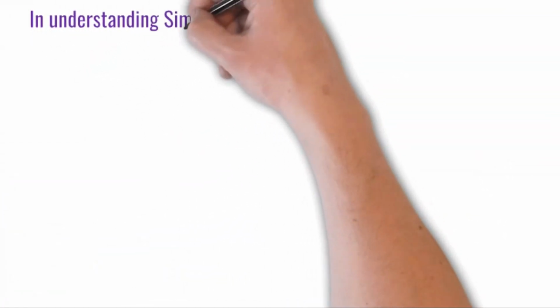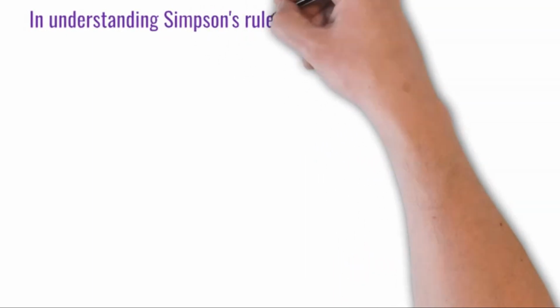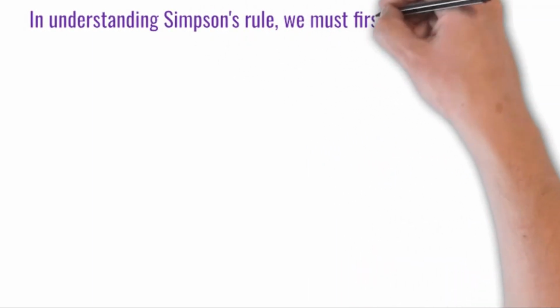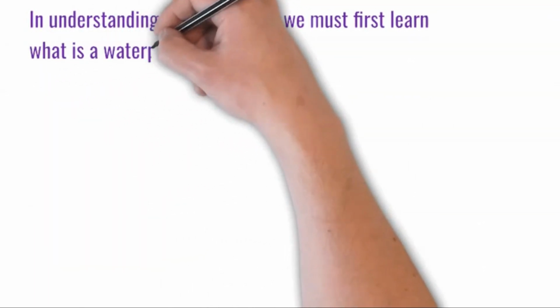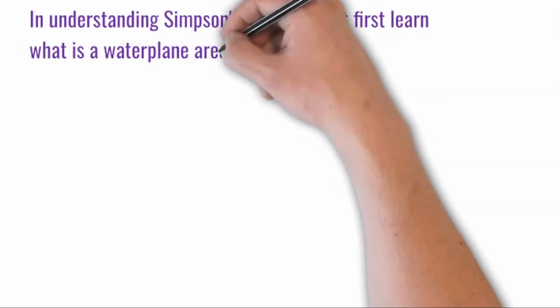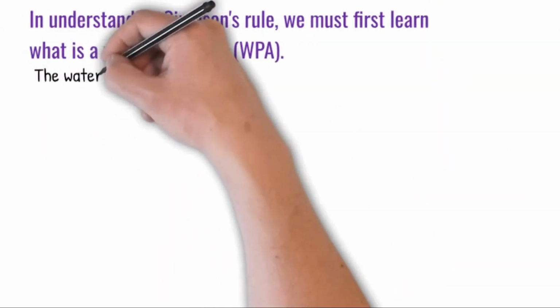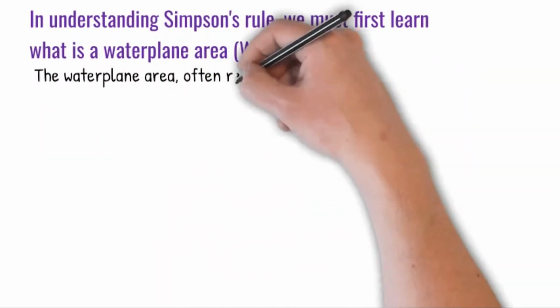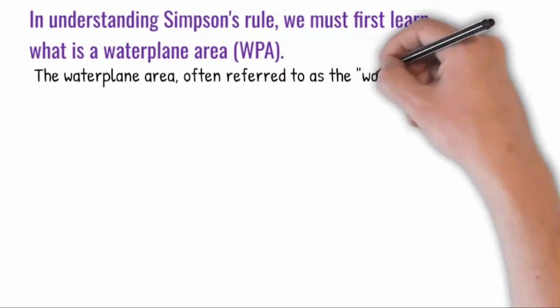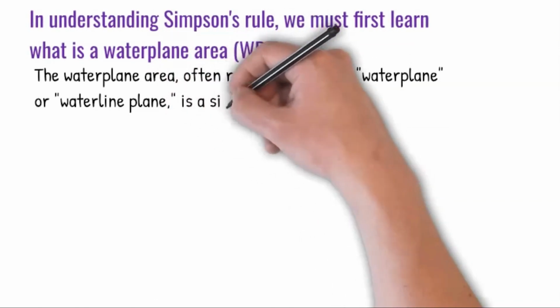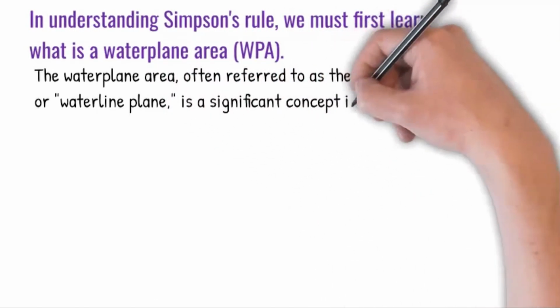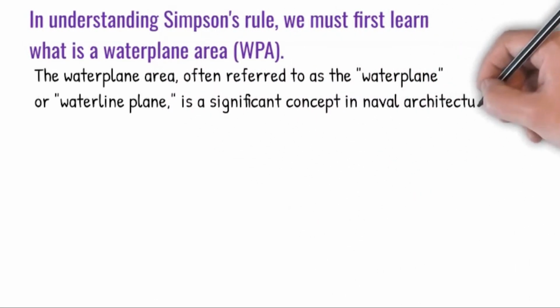In understanding Simpson's rule, we must first learn what is a waterplane area, WPA. The waterplane area, often referred to as the waterplane or waterline plane, is a significant concept in naval architecture and ship design.